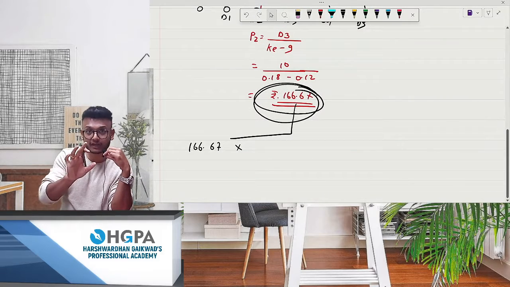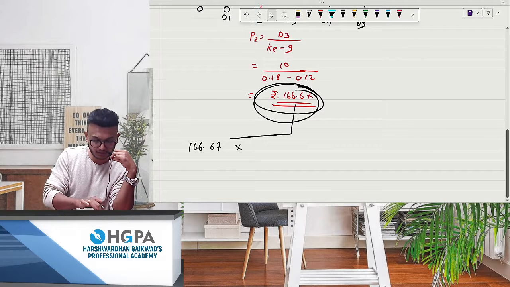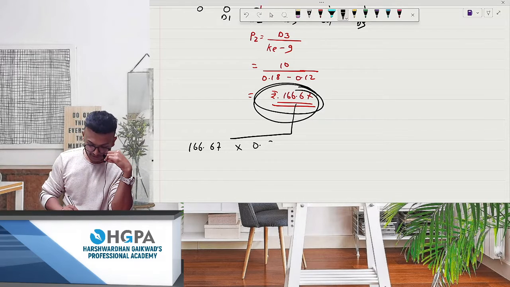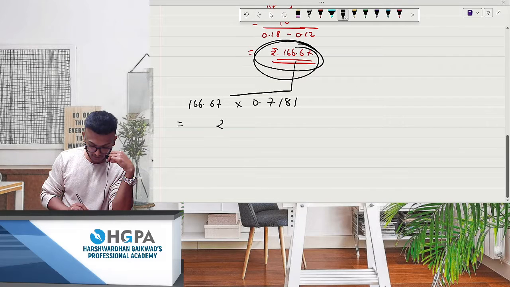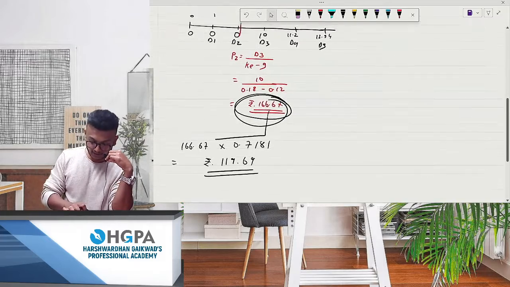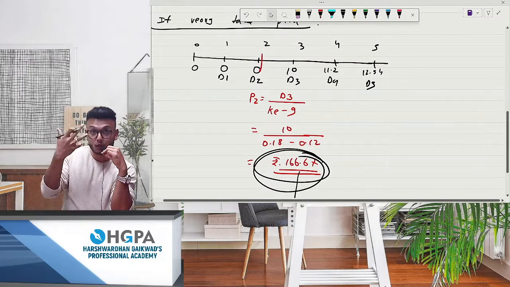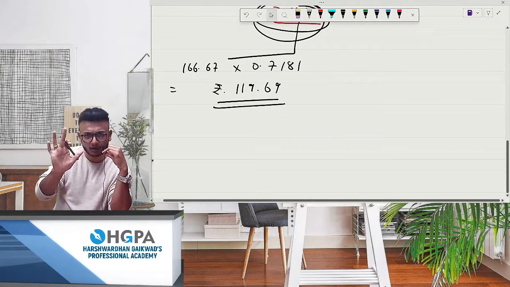How much is the cost of equity? 18%, right? So, do 1 divided by 1.18, which is 0.7181. This is your answer. 166.67 times that, and my answer will be rupees 119.69. See whether you are getting this answer or not. Now see, I'll tell you what could have happened more in this sum. Okay. This is the final answer. Finished. This answer is over.